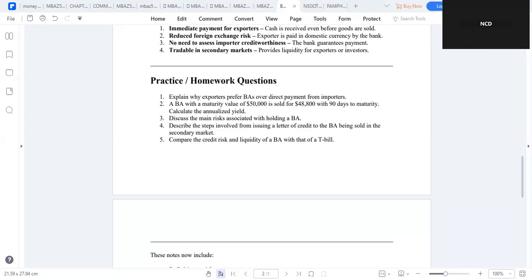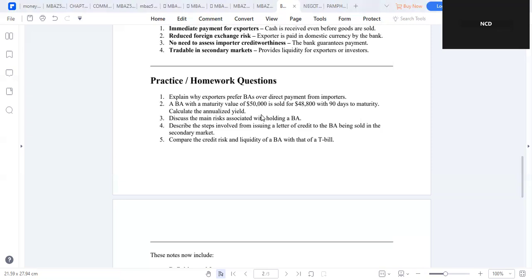And certainty of payment. Banks are highly regulated and reliable, so exporters would trust the bank guarantee more than an importer. And lastly, risk reduction. Exporters are protected against default risk, political risk, and foreign risk issues since the payments are made through the banks.